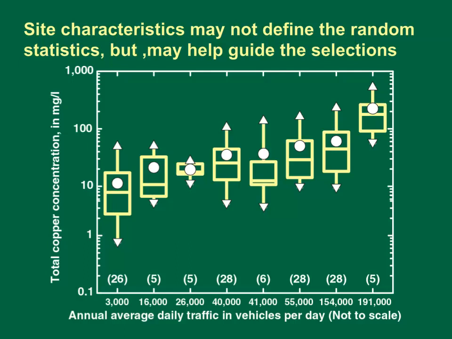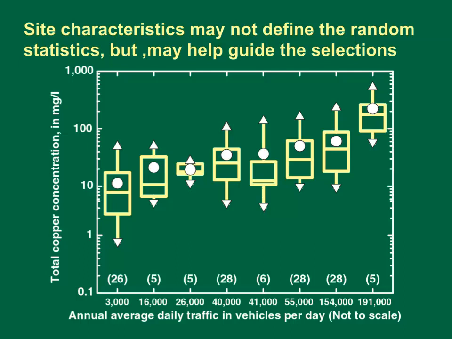This example graph shows some samples of total copper concentrations from Massachusetts highways on the vertical axis and annual average daily traffic as categories on the horizontal axis. The white triangles show the maximum and minimum. The white circles are the average. The horizontal line within the box is the median. The length of the box indicates variability and approximates the standard deviation. The symmetry of the box above and below the median indicates the skew.